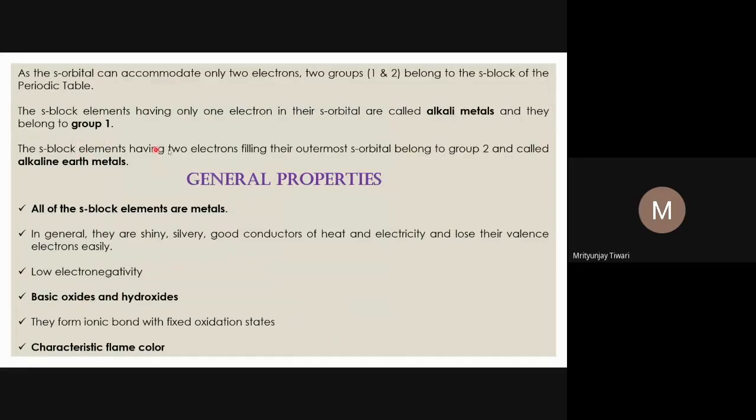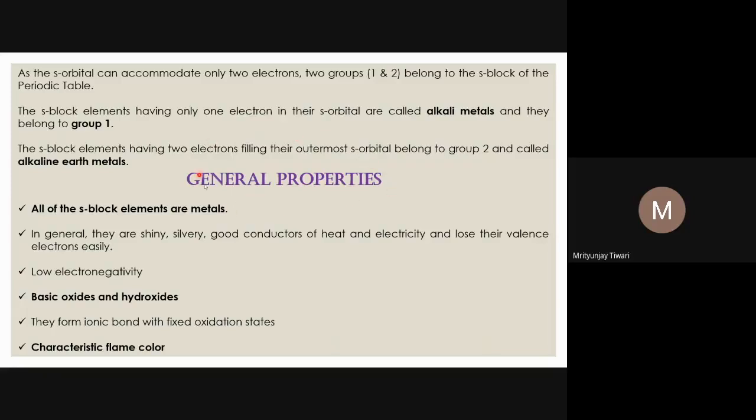So the s block elements having only one electron in their s orbital are called alkali metals, and they belong to group 1. We have just seen the s block elements having two electrons filling their outermost s orbital belong to group 2, and they are called alkaline earth metals. There are certain properties which are quite general, which belong to both group elements. So let us see those properties.